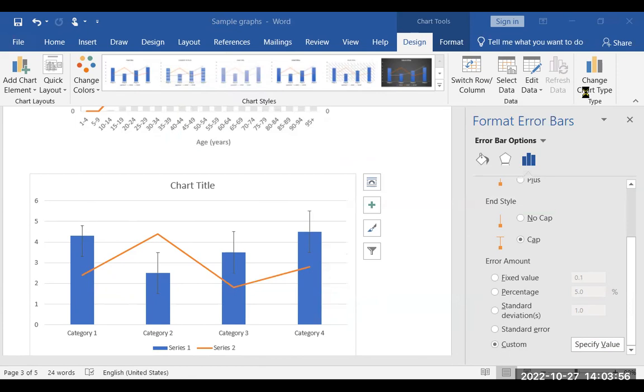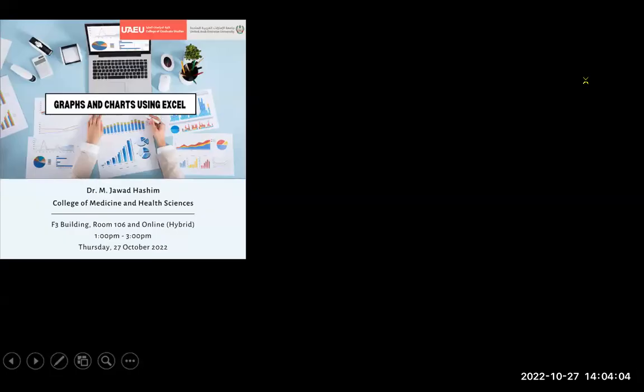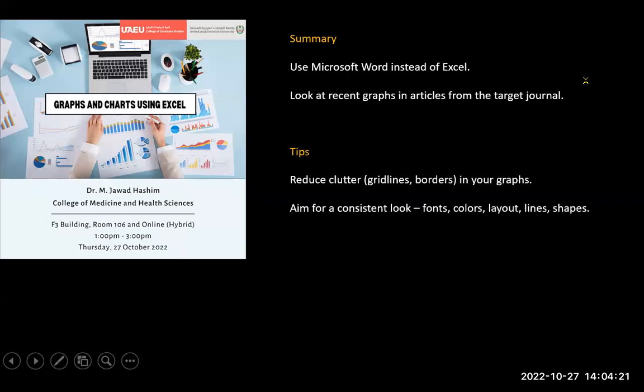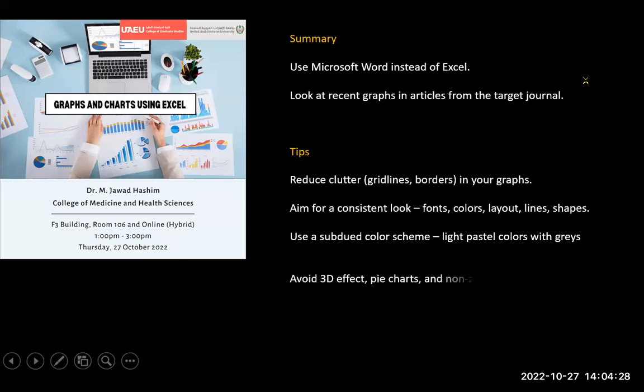Okay, so we come to the end of the workshop. I'm just going to conclude with some take-home messages. Use Microsoft Word instead of Excel. Look at recent graphs in articles from the target journal. You want to match their style. Reduce clutter, so grid lines, borders. Aim for a consistent look. Use sans serif fonts. Use a subdued color scheme. Avoid 3D effects, pie charts, and non-zero axes.